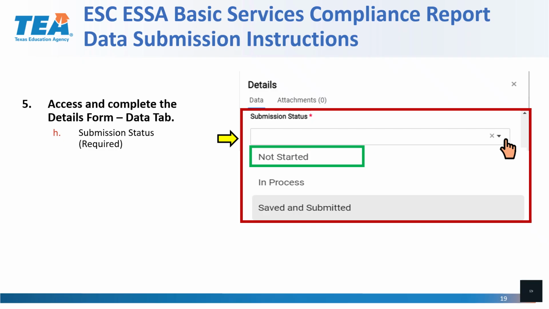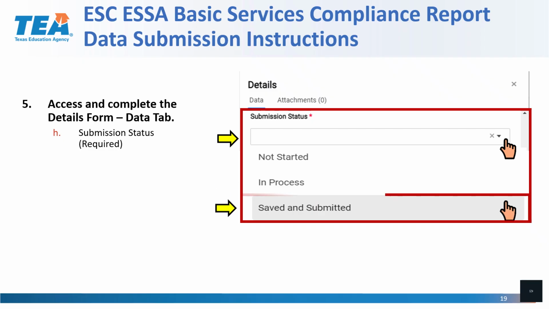After entering data into the fields for the reporting period, ESCs must select one of the following options: In Process or Saved and Submitted. If the ESC begins to enter data and needs to provide additional edits before the due date, a submission status of In Process can be selected. However, it is important for the ESC to select Saved and Submitted for the report to be considered submitted.